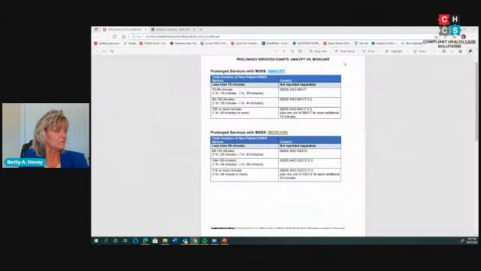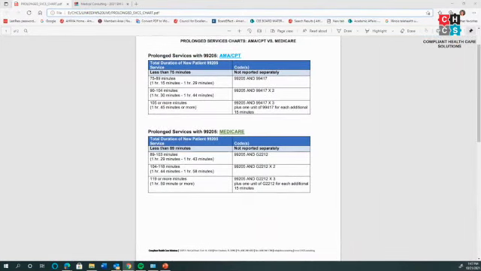All right, so the next thing I wanted to show you is this. In fact, I'll do it all alone on the screen. This is that chart that I was talking about. I made a prolonged services chart, AMA versus, and I put versus, but it's not like they're battling each other. It's just comparing the two.